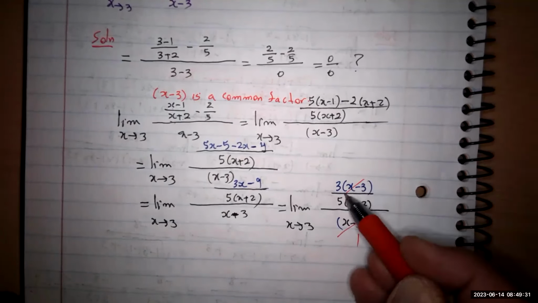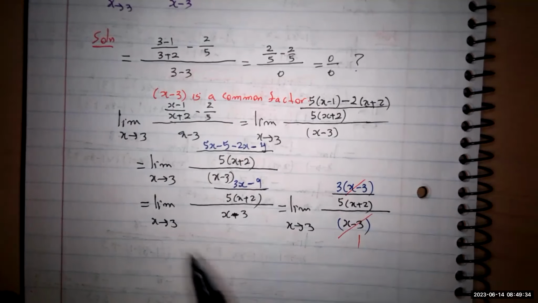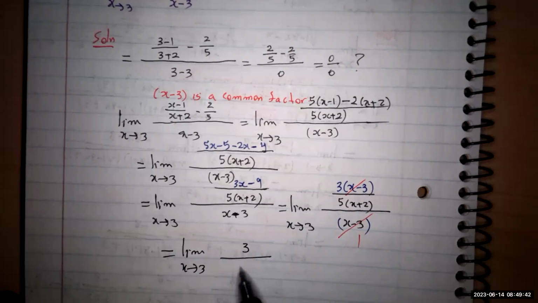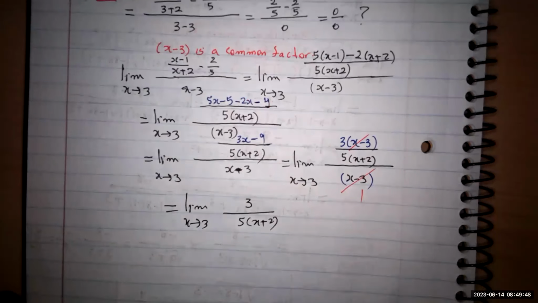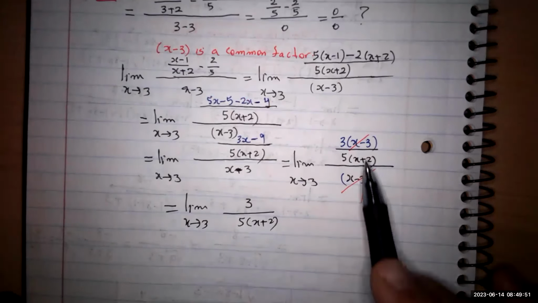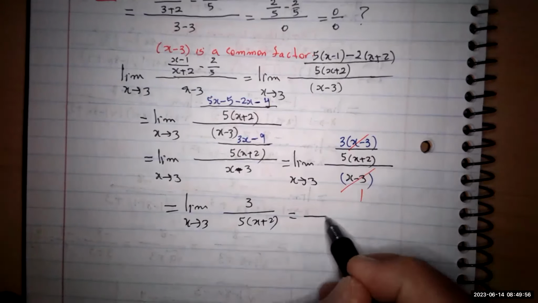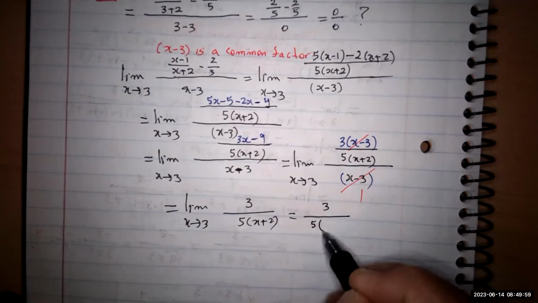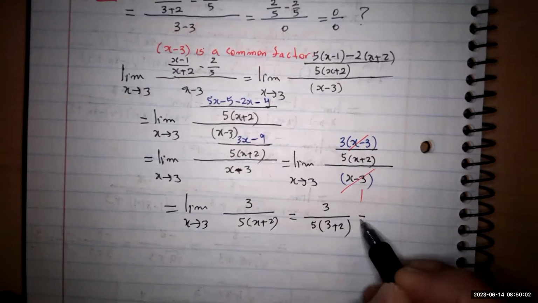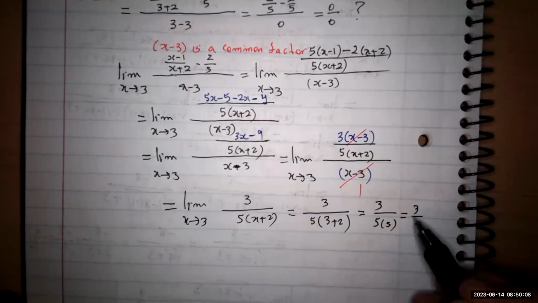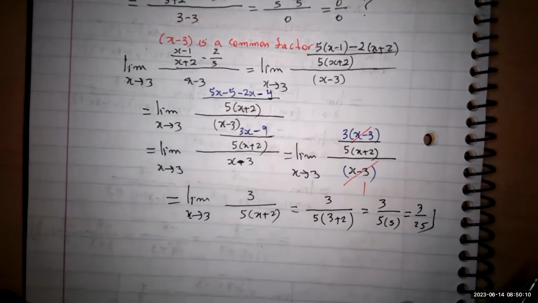You eliminate this. So the leftover is going to be simply, you end up with a fraction on the top. X goes to 3. And you get a 3 over 5 times x plus 2. So you have to simplify it so that you get that x minus 3 on the top. Now you substitute. So that would be 3, 5 times x is 3, 3 plus 2. So that gives us 3 over 5 times 5, which is 3 over 25. The final answer.